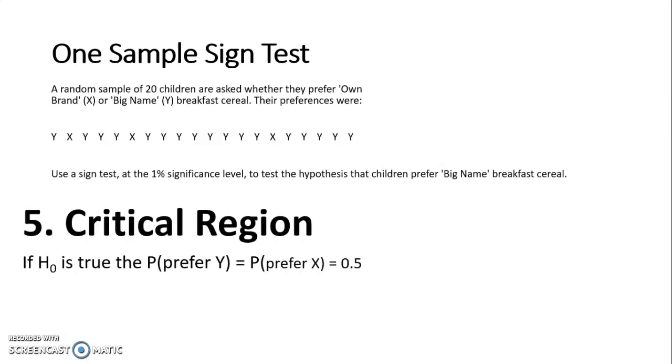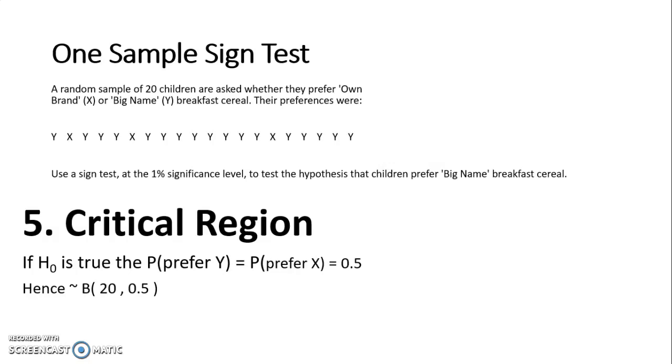Then we look at calculating the critical region. For the critical region I need to state how I'm using the binomial distribution. My statement says if H0 is true, then the probability that a child prefers Y is equal to the probability that they prefer X, and that is 0.5, because if H0 is true and they show no preference, the probability of them choosing either one is 50-50. Once I've got this symmetrical probability, I can use a binomial distribution. So my n is 20 because I've got 20 children in my study, and the probability is always 0.5 for a sign test.